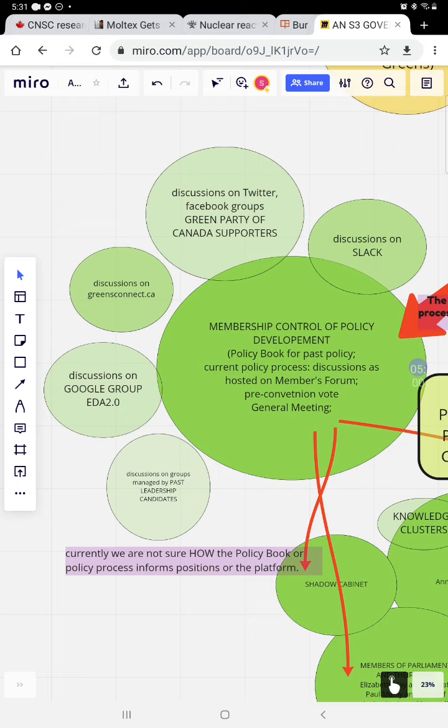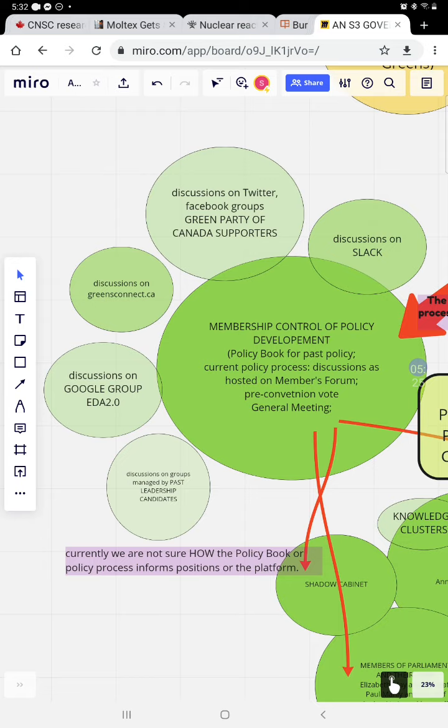You also have some chat groups. One that I'm aware of is Google Group EDA 2.0, which is just a listserv, a Google group where the EDAs get together and talk about stuff. And I think that that's great because the EDAs in a grassroots organization need to have a lot of power and clout. And sometimes you will see policies coming from those discussions.